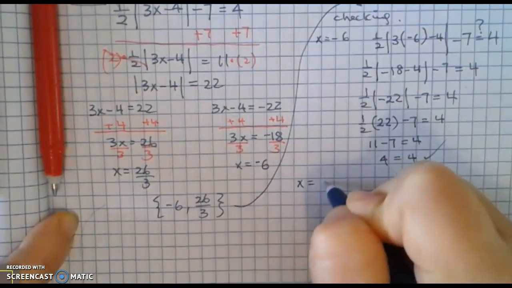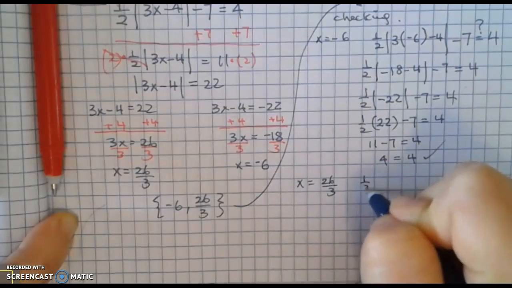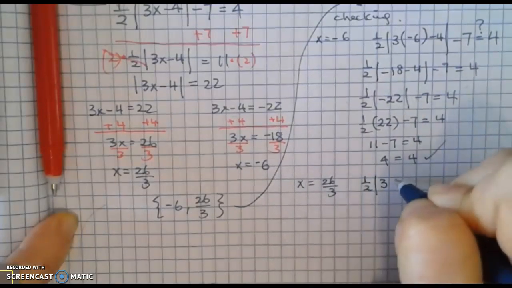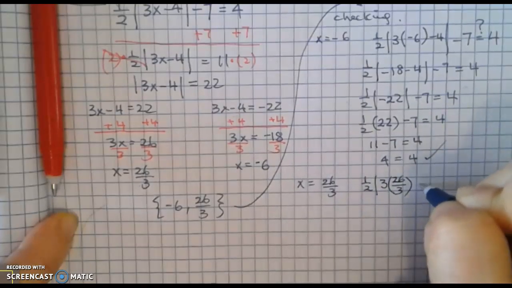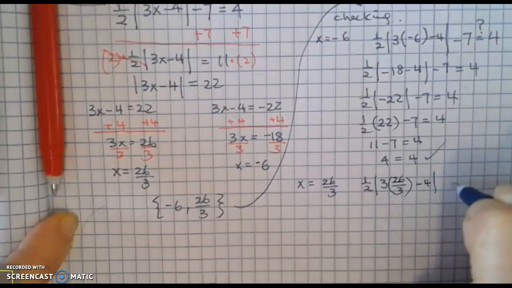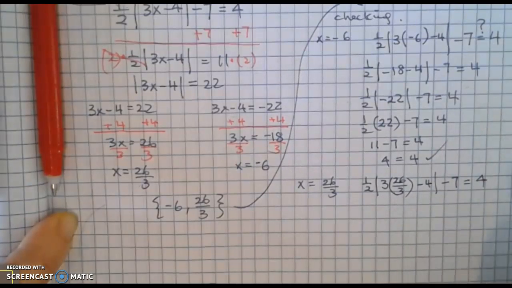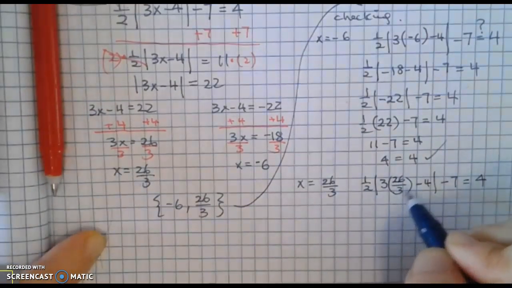x is equal to 26 over 3. I know some of you are really afraid of fractions, but it's really not that bad once you get used to working with it. And the homework is going to require you to do a whole lot more manipulation with fractions and decimals, because you do need that skill for IM2. So 3 times 26 divided by 3.